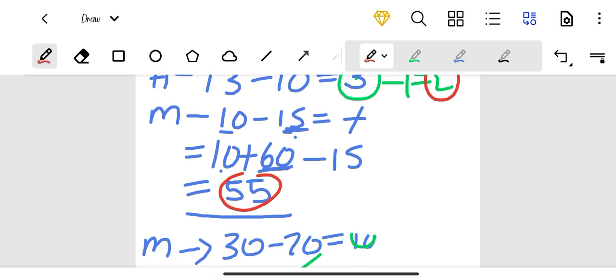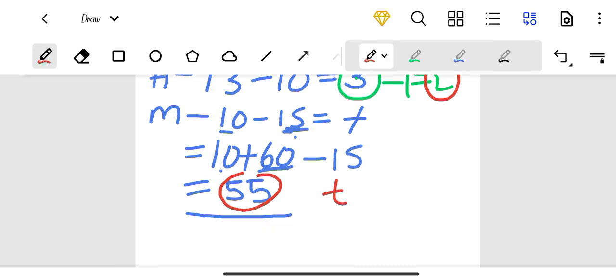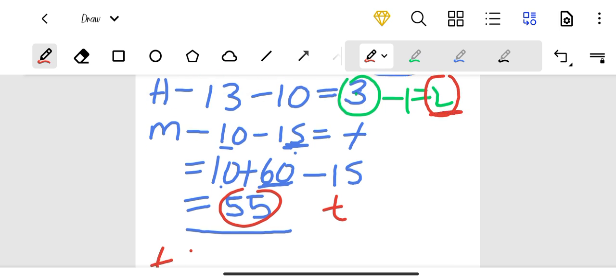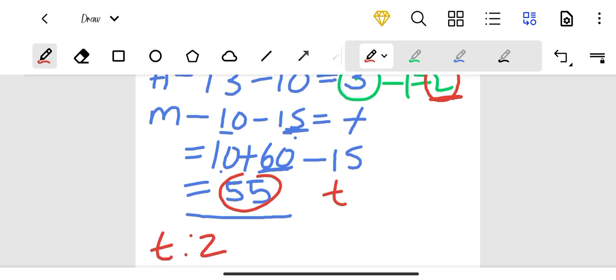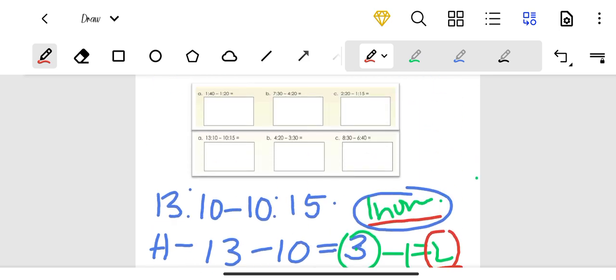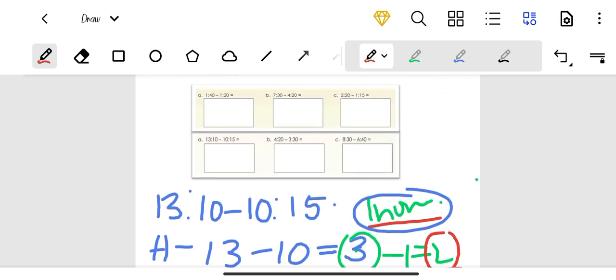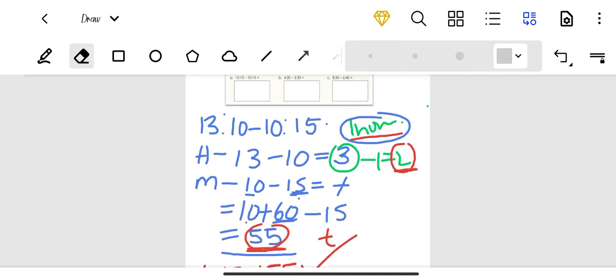So now let me just clear this part. The final answer: the hour was 2, the minutes were 55, and you are done. Hopefully this made sense. So jumping to the next, it is 4:20 minus 3:30.